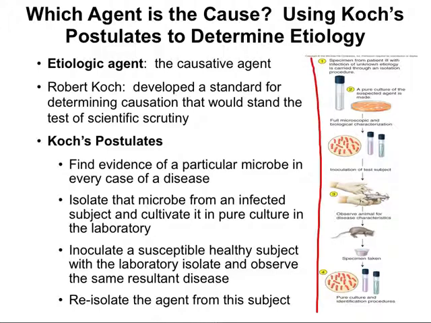First, we needed to find evidence of a particular microbe in every case of a disease. Isolate that microbe from an infected subject and cultivate it in a pure culture inside the laboratory. Then we would have to take that culture and inoculate a susceptible, healthy subject with the laboratory isolate and observe the same resultant disease with the same symptoms. Finally, you would have to re-isolate the agent from this subject to show that this was the causative agent. These postulates allowed the discovery of many, many different pathogenic infections and what their diseases look like.